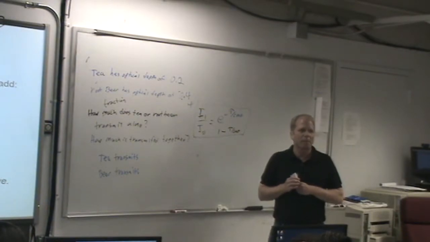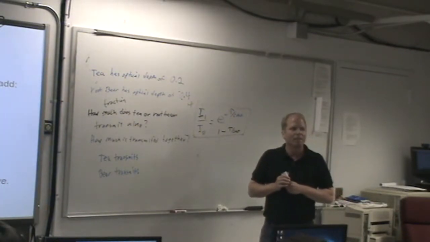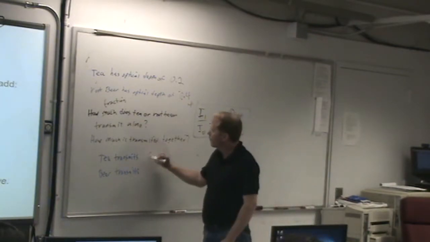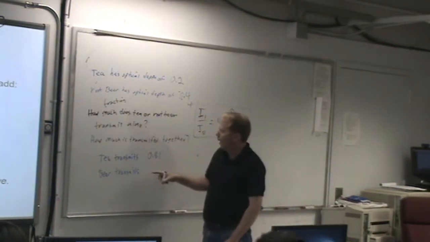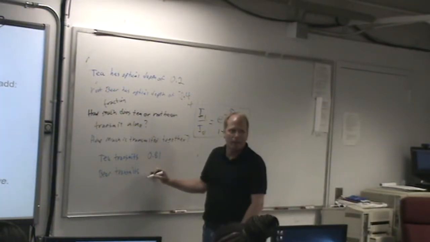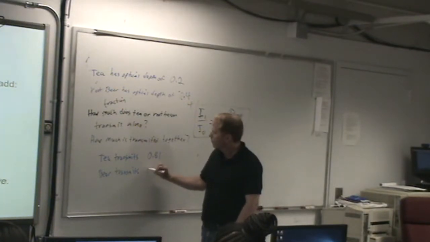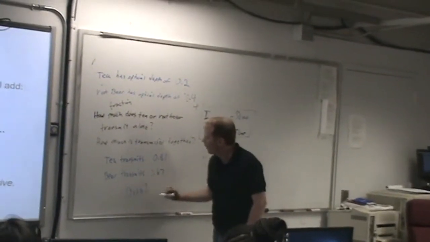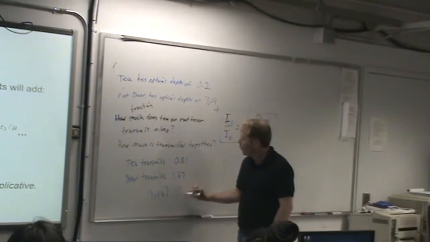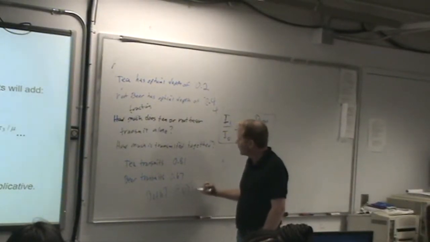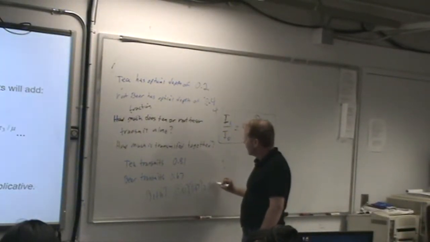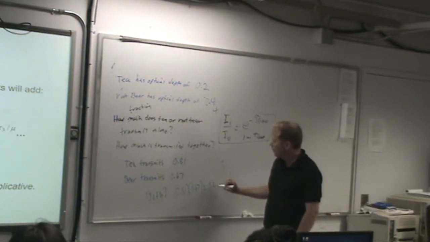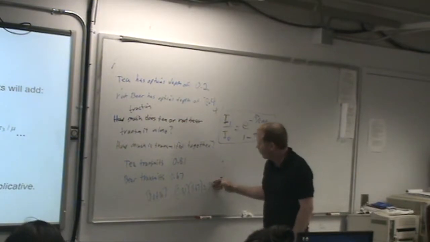How much is being transmitted by tea? Tea is going to be 0.81. How much does the root beer transmit? The root beer is going to be 0.67. Now, both: 0.81 times 0.67, actually 0.54.